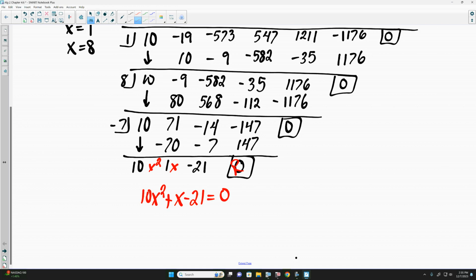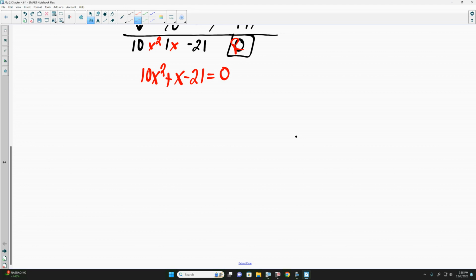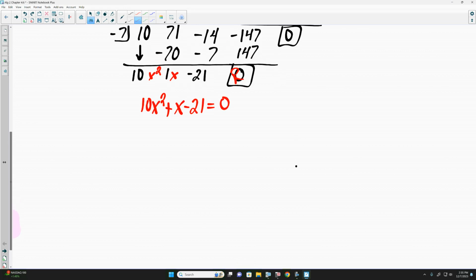It is. No, you're good. I just forgot to write it. So what we're left with is 10x squared plus x minus 21. So we could try factoring this or the quadratic formula. Well, we can check to see if it is factorable. Our b squared minus 4ac. B in this case is 1, a is 10, c is -21.